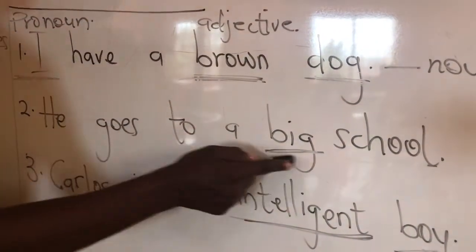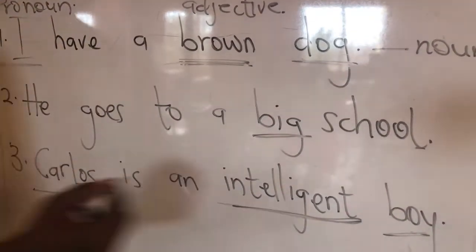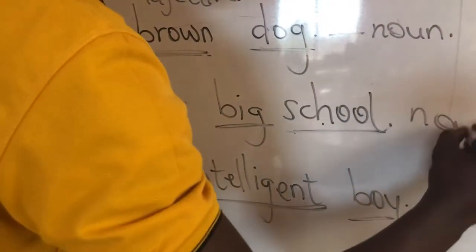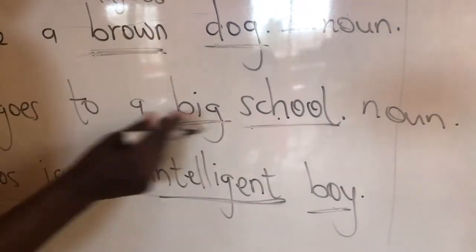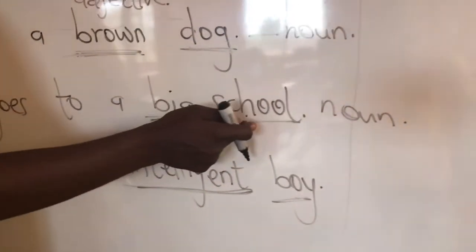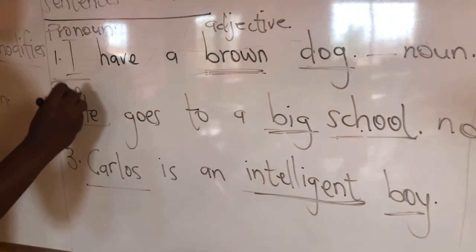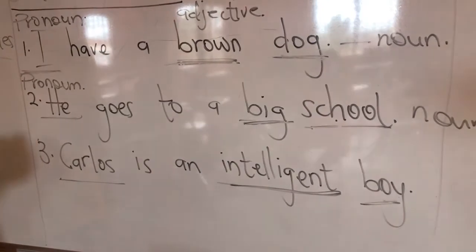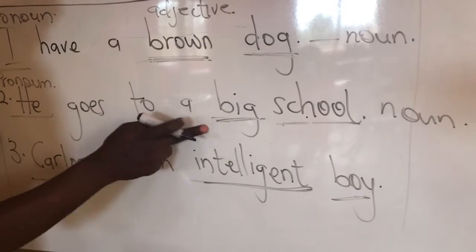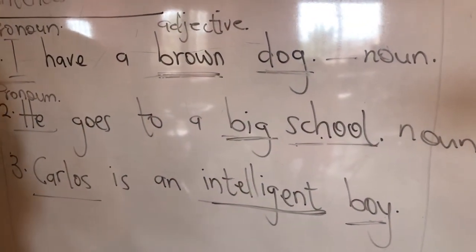He goes to a big school. The school here is a place, so it's a noun. The big is describing the school. But the he here is a pronoun. The he is a pronoun, the school is a noun, and the big is describing the noun. I hope you understand.